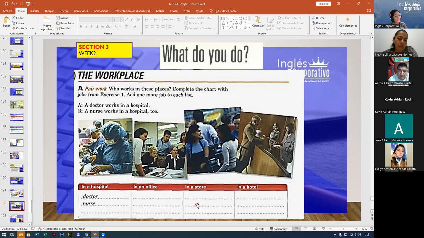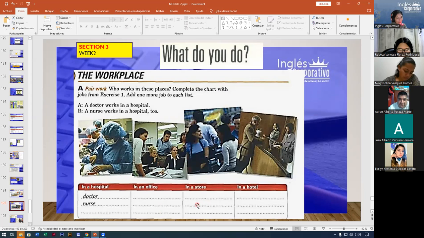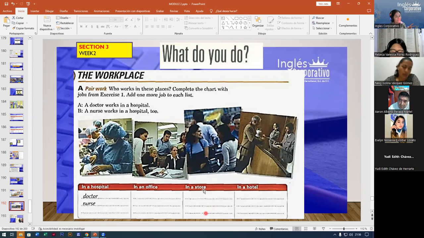What about in a store? What profession? A salesperson. A cashier. Yes. A cashier. A manager. Right. The janitor. ¿Cómo se pronuncia vendedor en inglés, perdón? Vendedor. You can say salesperson. Puede ser ahí en store salesperson. A salesperson, yeah, it's very necessary, correct.